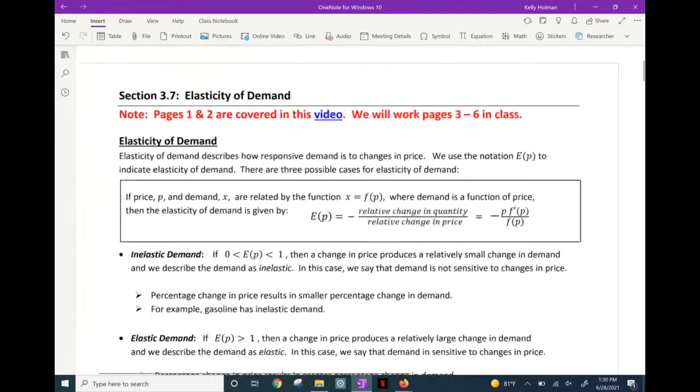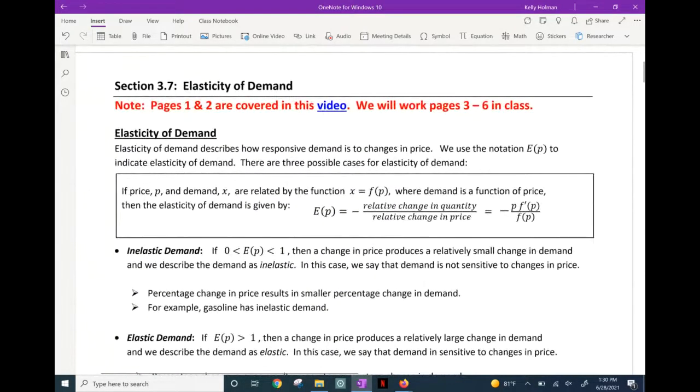3.7. Elasticity of demand, y'all. I'm going to send out a quick poll because I'm just curious. Okay, the poll's going to ask, have you learned about elasticity of demand in a non-math class? I'm just curious if anyone has talked about this before in a business class or maybe an economics class, this idea of elasticity of demand.